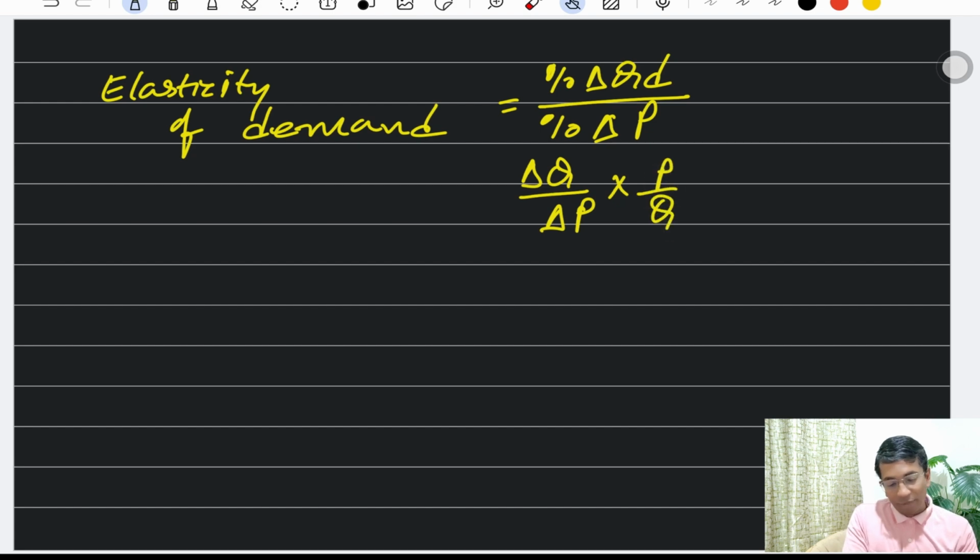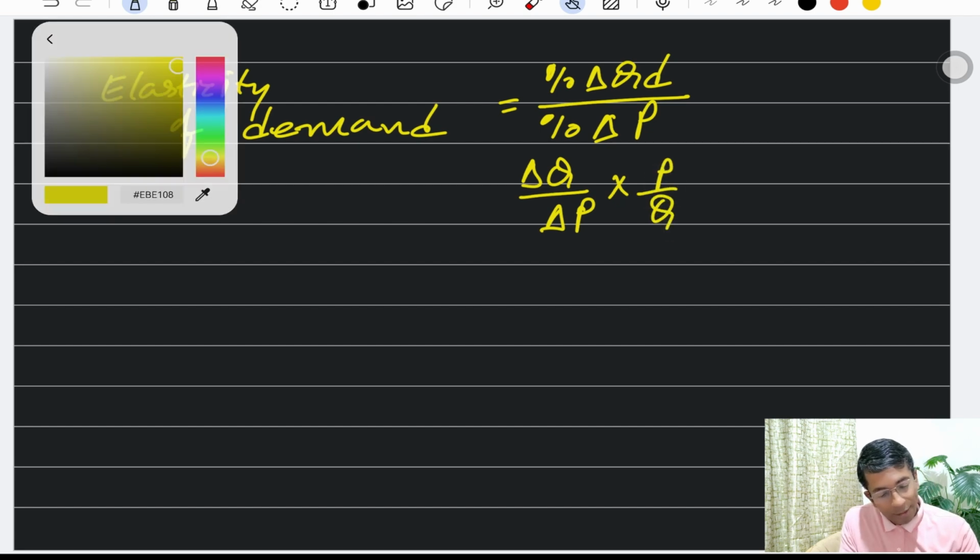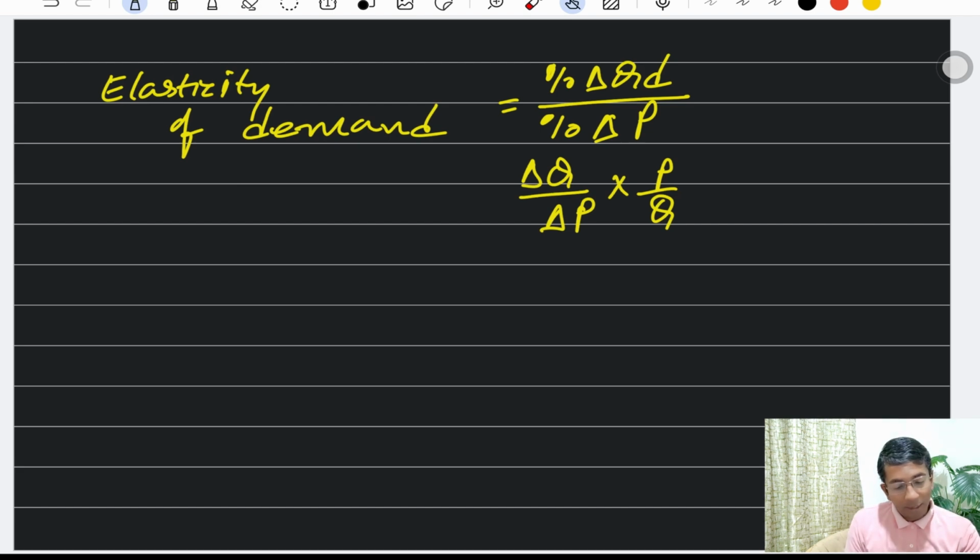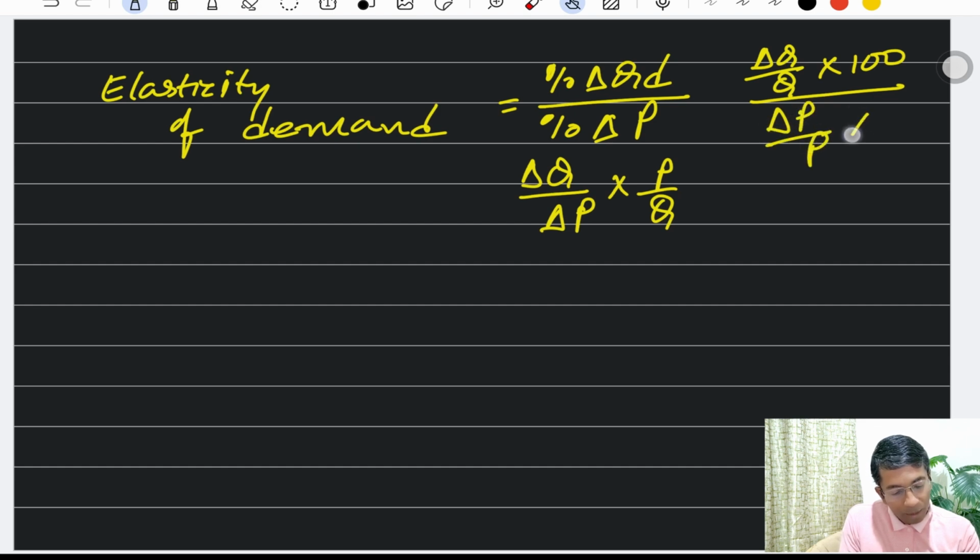Now you can play with this if you want. You can go the slow method and get into the detail. For example, how did I get this? You can say delta Q divided by Q times 100, the whole thing divided by delta P divided by P times 100. The 100 gets cancelled, and then you see delta Q over Q, and then turning this upside down, P goes above, and so you get this here. This is something we have to understand.